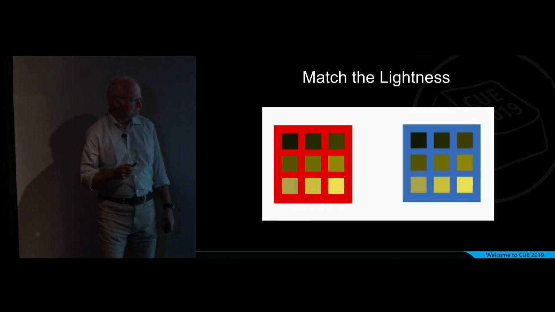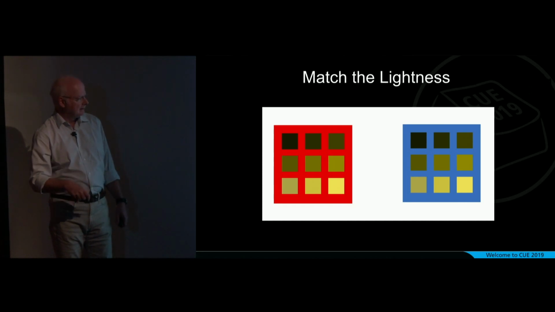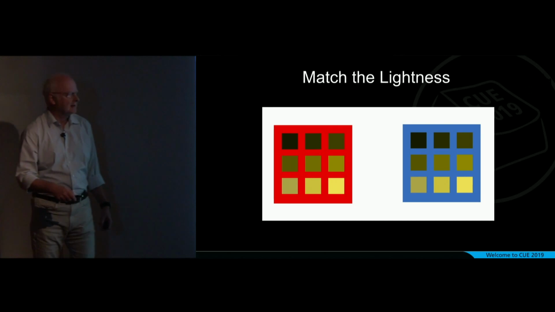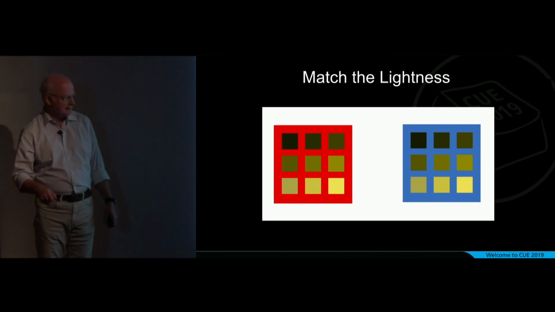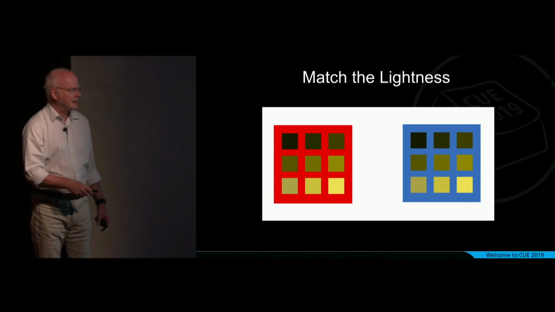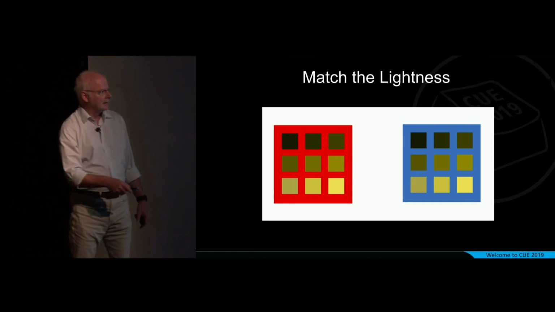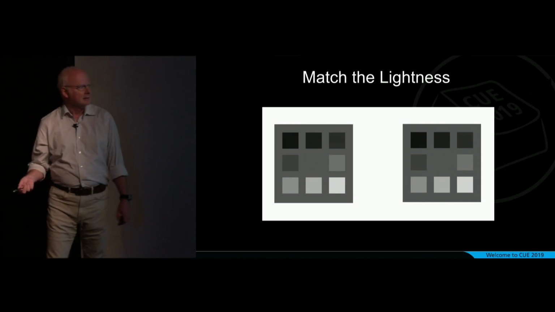Here's another example. I'm going to ask you to pick one of these yellow square patches that you think is the same brightness as the red background. And similarly, pick in your brain one of these yellow squares that's the same brightness as the blue background. And you're probably going to pick one of these, I would guess. And you're probably going to pick one of those. In both cases, it's the center square.